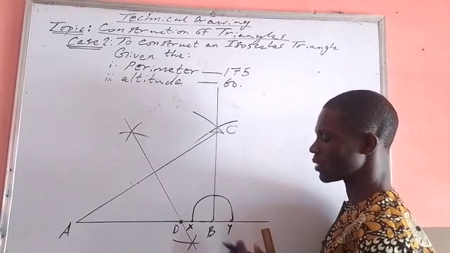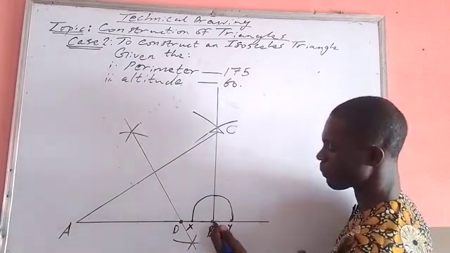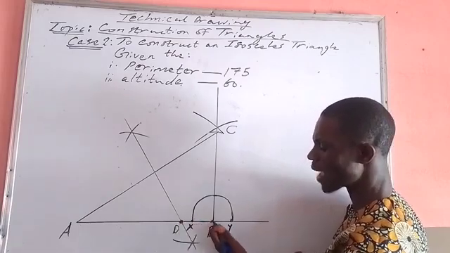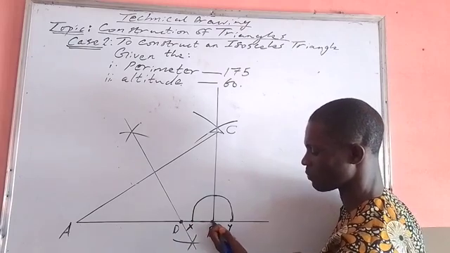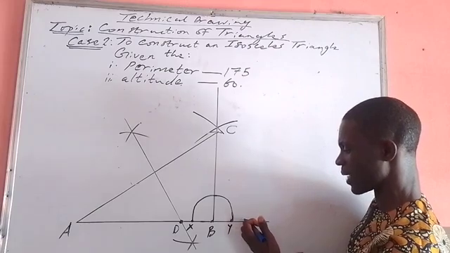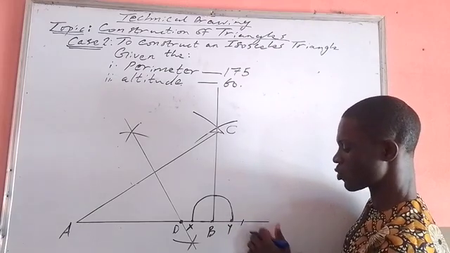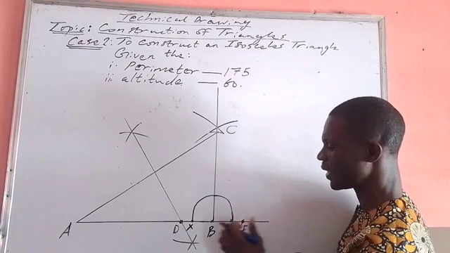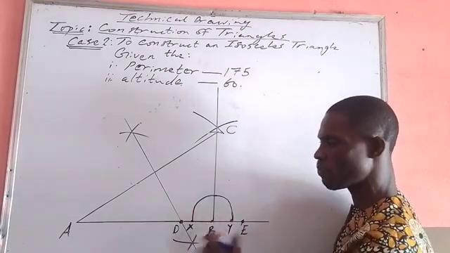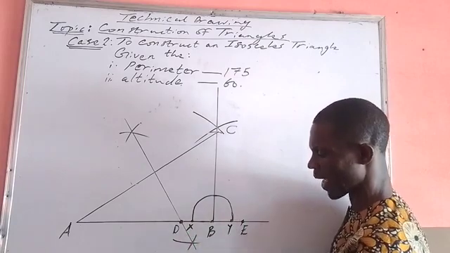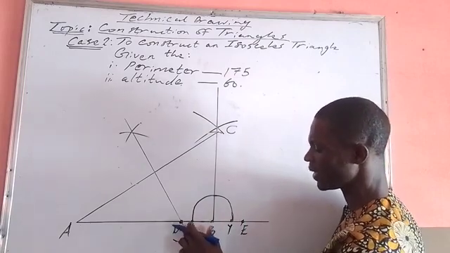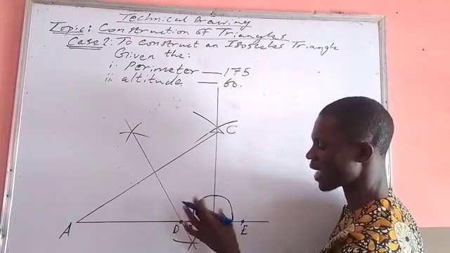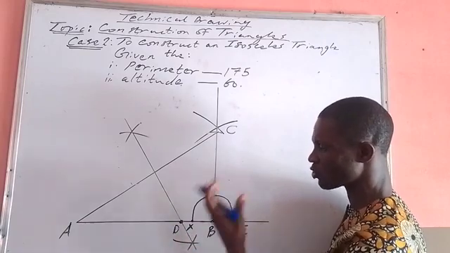Okay? Now, the next thing that we are going to do is put the pinpoint of the compass at point B here. Extend it to point D. While the pinpoint of the compass remains at B, then make an arc here on this side. Okay? So we call this point E. So this distance DE is the base of the isosceles triangle. Let me say it again. Distance DE is the base of the isosceles triangle, while BD is half of the base of the isosceles triangle.